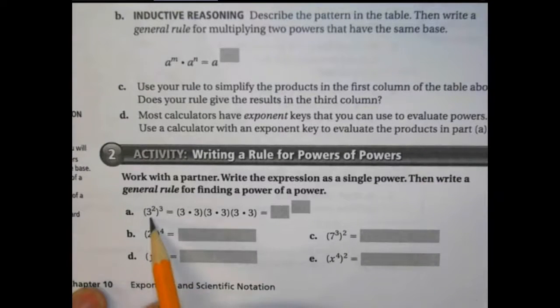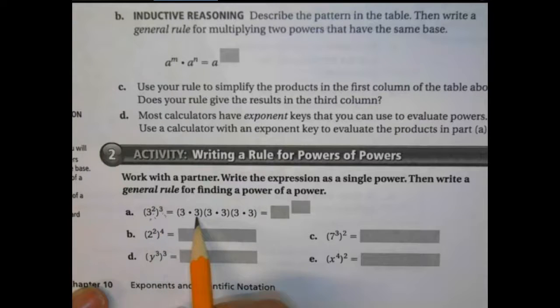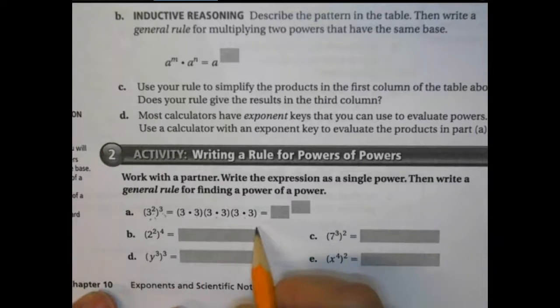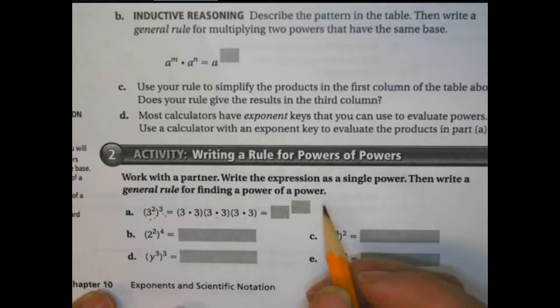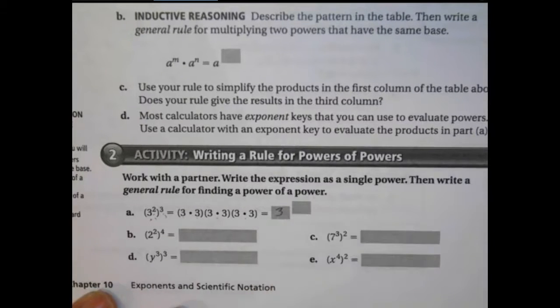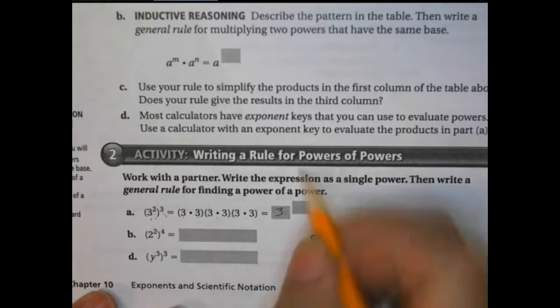So here I have 3 squared to the 3rd. What's inside the parentheses? What's the exponent? And what's outside the parentheses? A 3. So what it's telling me is 3 times 3, 3 times 3, 3 times 3. So that means my base, does it change? No, so my base stays the same as 3. What's my exponent going to be? How many 3's? 6, right?